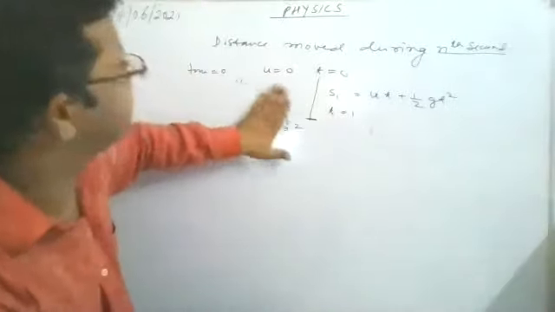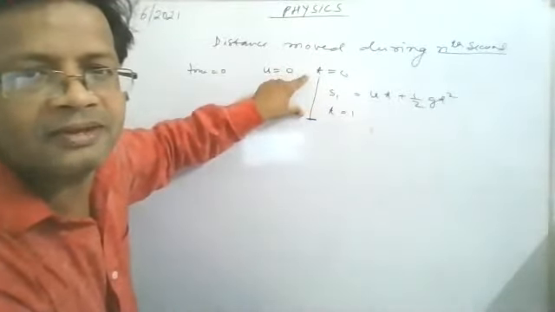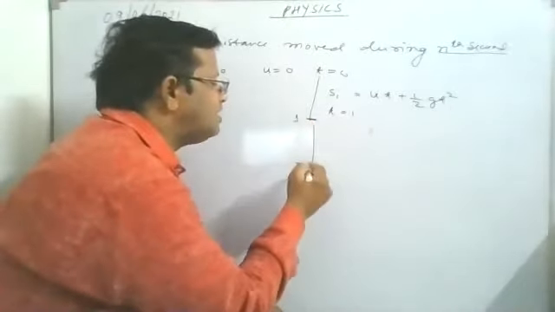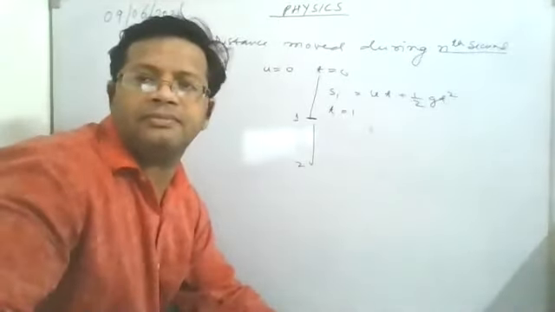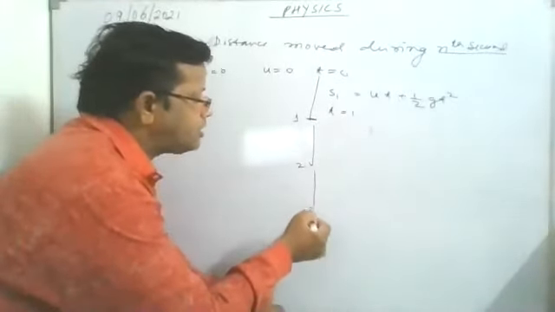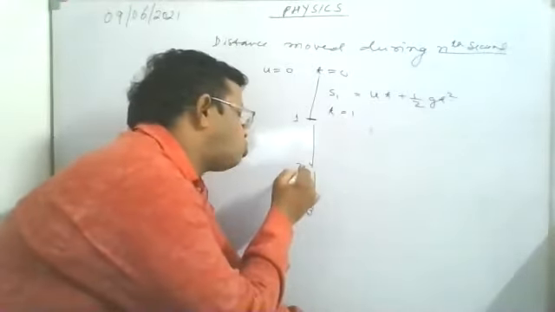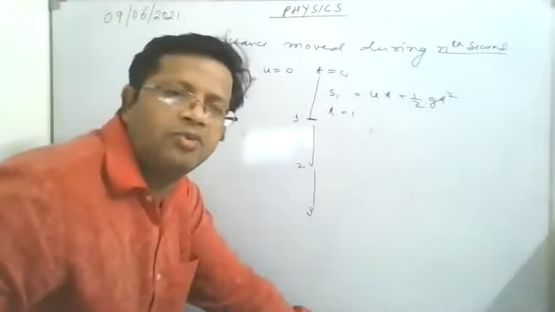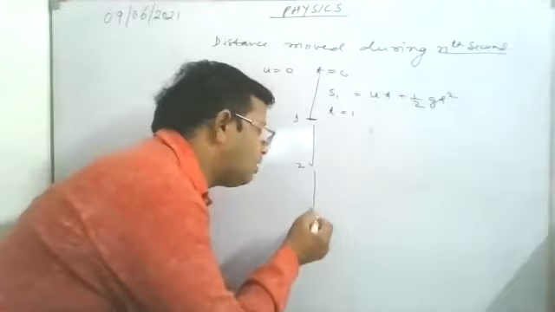Similarly, between 0 to 1 second is called the first second. Between first to second, this time interval is called the second second. Between second to third second, this time interval is called the third second. Similarly, beta, the time interval between 2 to 3 seconds is called the third second.